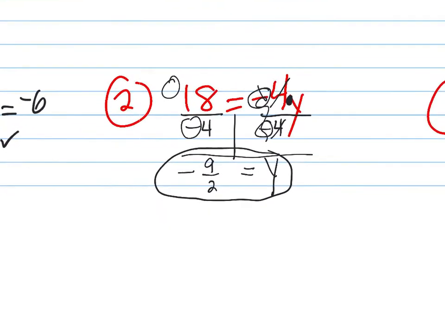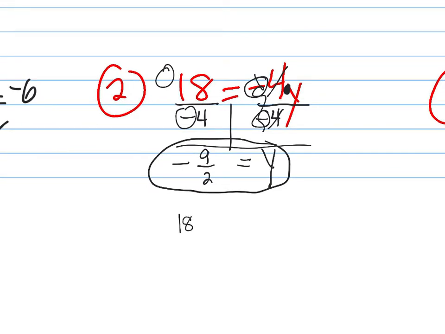Here's your check. 18. Is that equal to negative 4 times negative 9 over 2? Well, negative 4 can be written as a fraction because it's rational. So it's negative 4 over 1. What should we try and do? Cancel. 2 goes into 4 how many times, Bailey? Bailey, what's a negative times a negative? And 2 times 9? Is that what we wanted? And it checks.